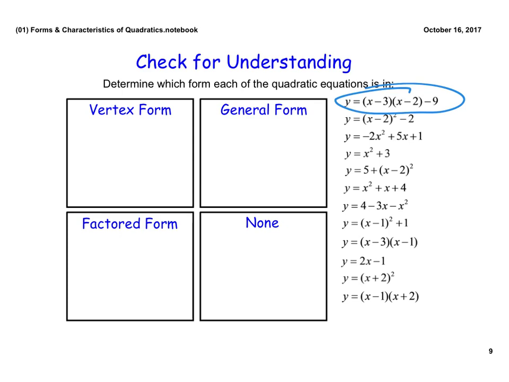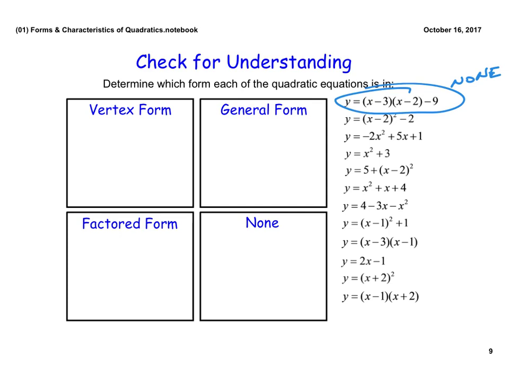I'll tell you better how to find vertex form in a moment. But for right now, I told you this is a none. I didn't want you to start with a confusing one. Move each one into the right form. Some are in vertex, some are in general, some are in factored. I'm going to pause for a second while you give that a try.